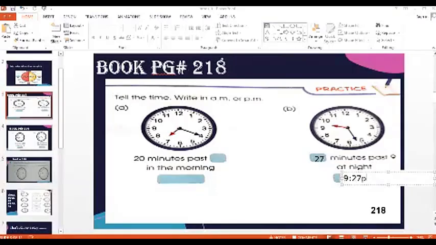9:27 p.m. Okay, so I'm going to unmute you all. Anyone who has any questions, you can start asking me. Okay, you can ask me.